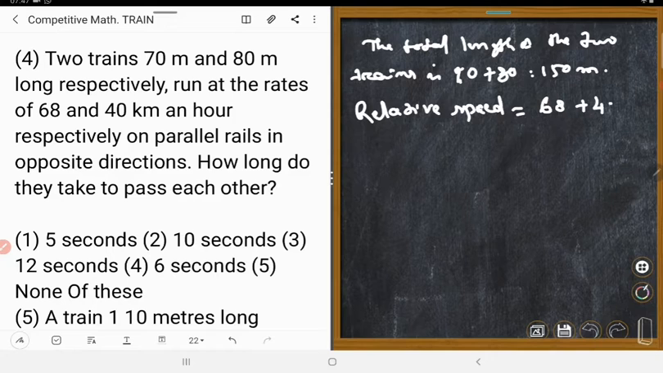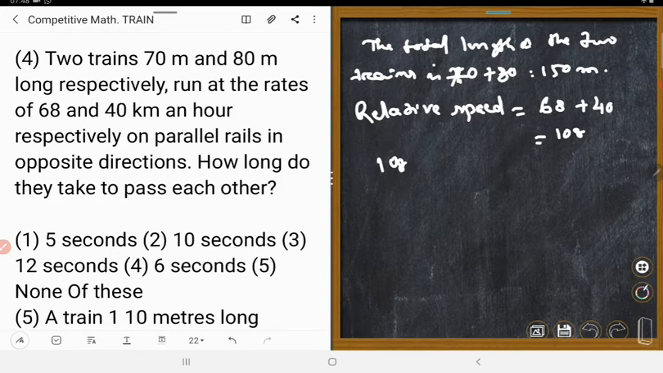68 plus 40. We will add them because they are in opposite directions, which is equal to 108 knots. Could you understand? We are asked to calculate in what time they will cross the length of 150. You understand?